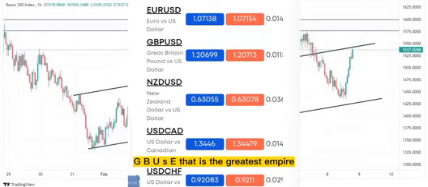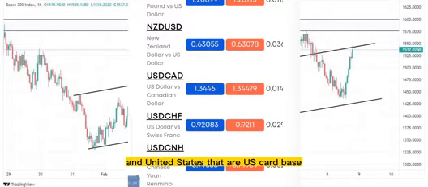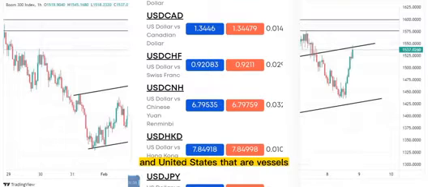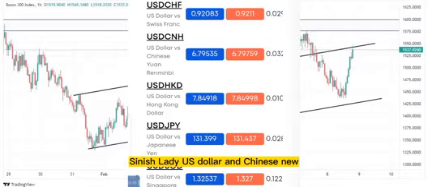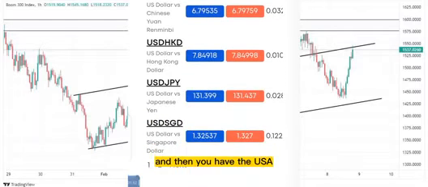GBP USD, that is the Great Britain pound versus the US dollar. Then the New Zealand dollar and United States dollar. USD CAD, the United States dollar versus the Canadian dollar. You have the USD CHF, that is the United States dollar versus the Swiss franc. You have the USD CNH, that is the US dollar and the Chinese yuan.